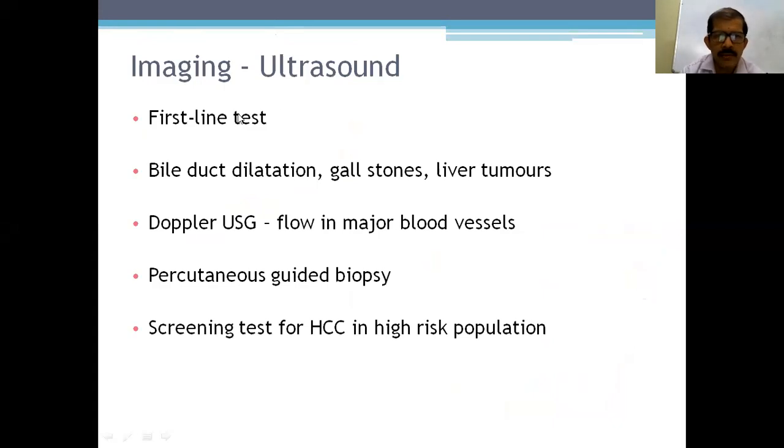So ultrasound is the first line. Of course, it is mainly used for the biliary system rather than the liver. For the liver, it is mainly for abscess or liver tumors. For the biliary system, we have already finished this. Then, depending on the Doppler, you can even detect the blood supply, and this is particularly useful in cirrhosis and Budd-Chiari syndrome, all those cases where the blood supply is either increased or decreased.